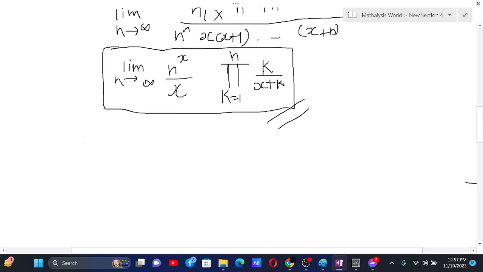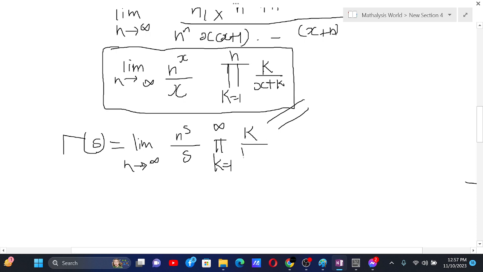Yeah, now let's just rewrite it. Gamma of s equals limit n tends to infinity n to the power s by s times product from k equals 1 to infinity k by s plus k, and this is the famous Gauss representation of gamma function.